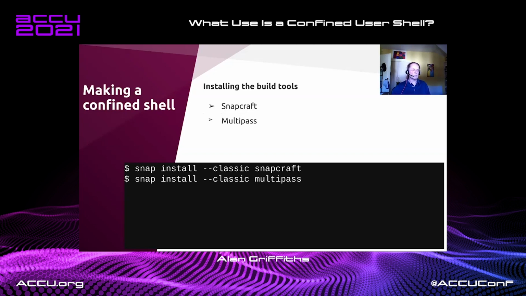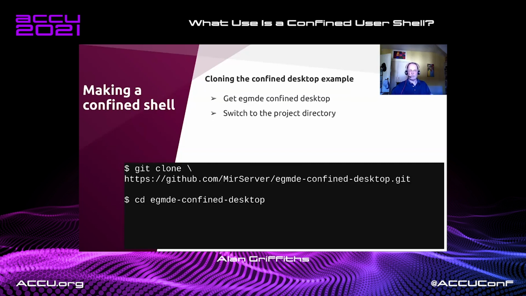I'm just going to go through some stuff with what's involved in making a snap system. Two snaps are required for building snaps. They would be installed using snap install classic snapcraft. I think you can drop the classic from the install command for multipass. And as an example snap, there's an archive that can be checked out from GitHub with the GMD confined snap that I was talking about.